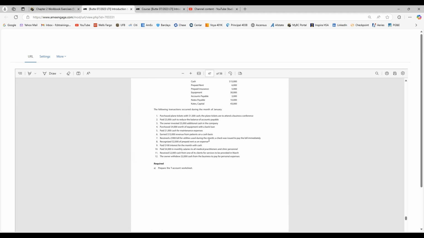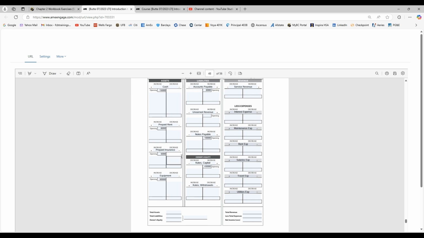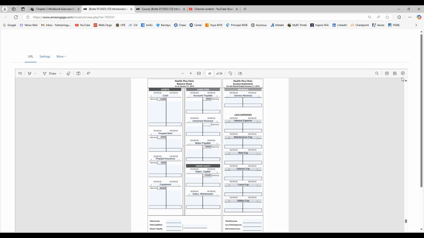Now we're going to go through and look at all 12 of these transactions and record those into our T accounts. Okay, so the first transaction is that we purchased plane tickets with $1,500 cash. Right off the bat, we can see we have a reduction in cash of $1,500. The plane tickets are to attend a business conference. And so we've got travel expense that we're going to debit, or sorry, increase by recording on the left side of the T account.